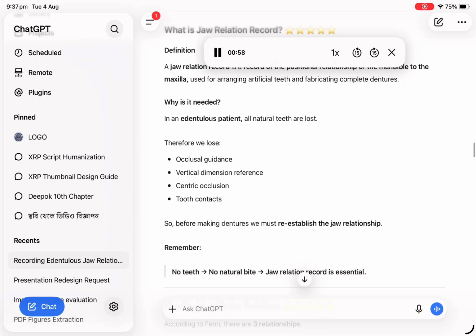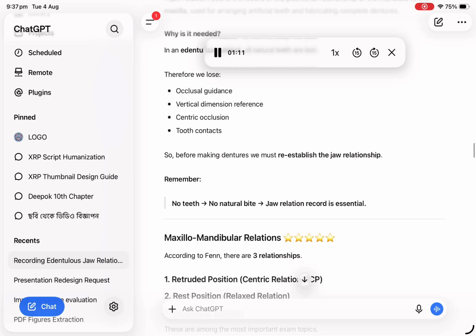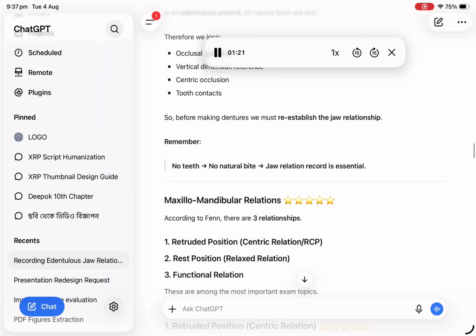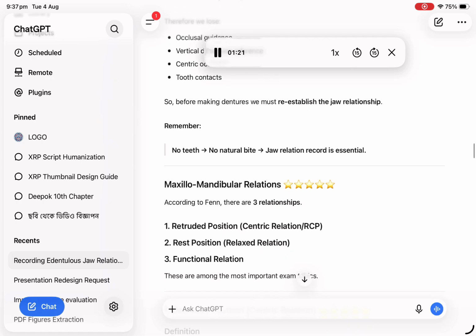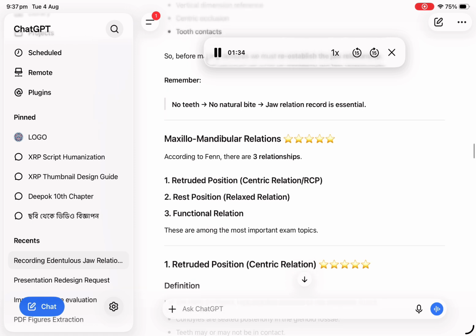Clinical philosophy. Jaw relation records are not simply measuring the patient's bite. They are an attempt to reproduce a mandibular position that is repeatable, physiologically acceptable, comfortable, stable, compatible with the TMJ, compatible with muscles, compatible with the planned denture. This is why jaw relation recording is the foundation of complete denture success. Number 2. Maxillomandibular relationships. Fenn describes 3 fundamental mandibular relationships. They are not interchangeable. Each answers a different biological question.